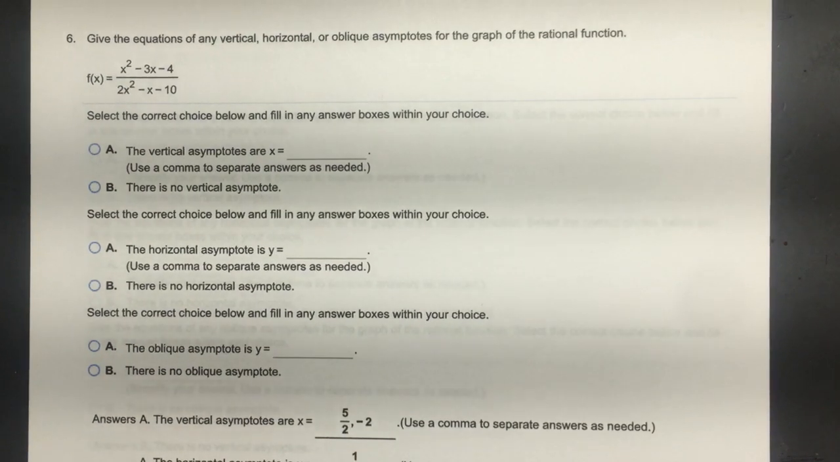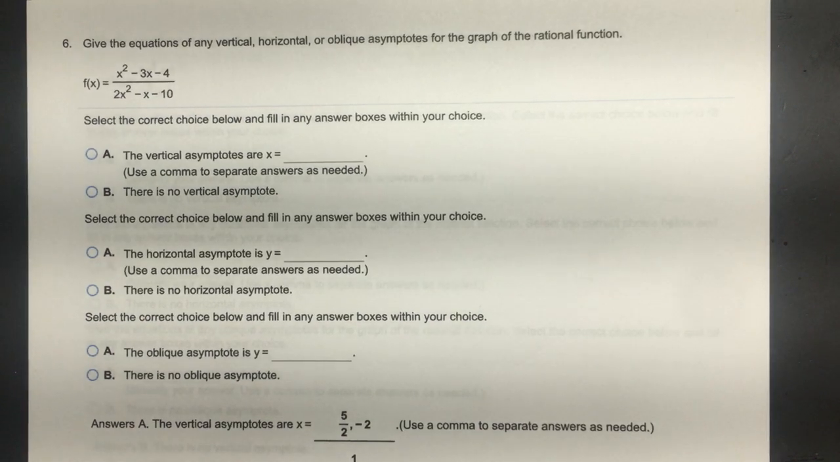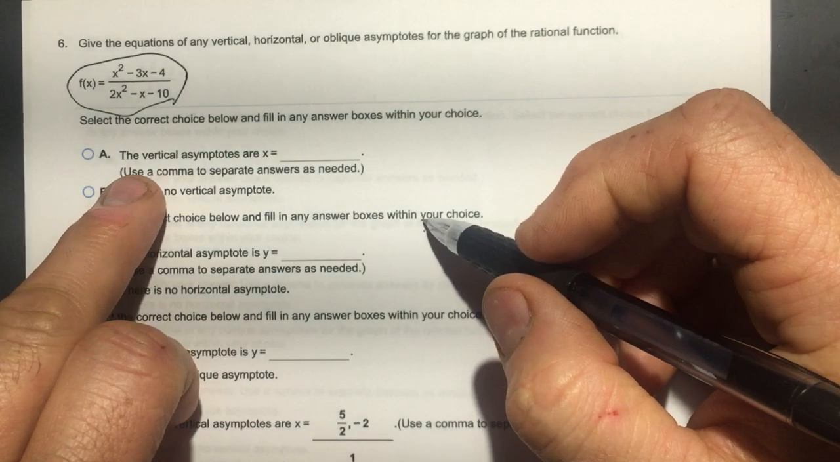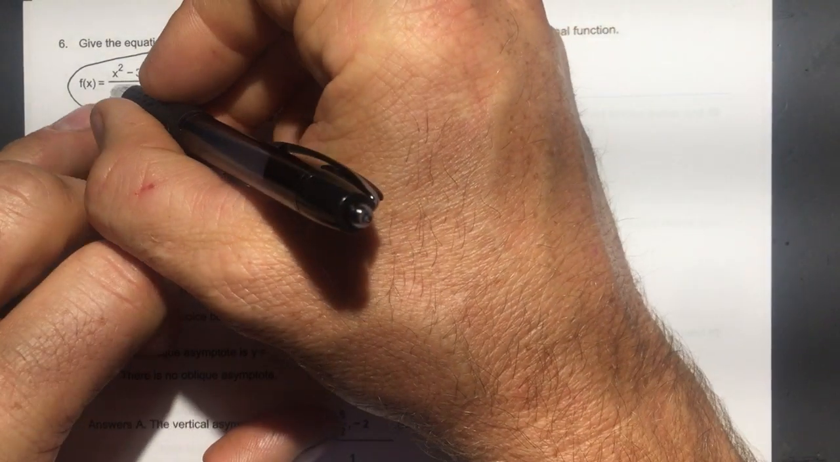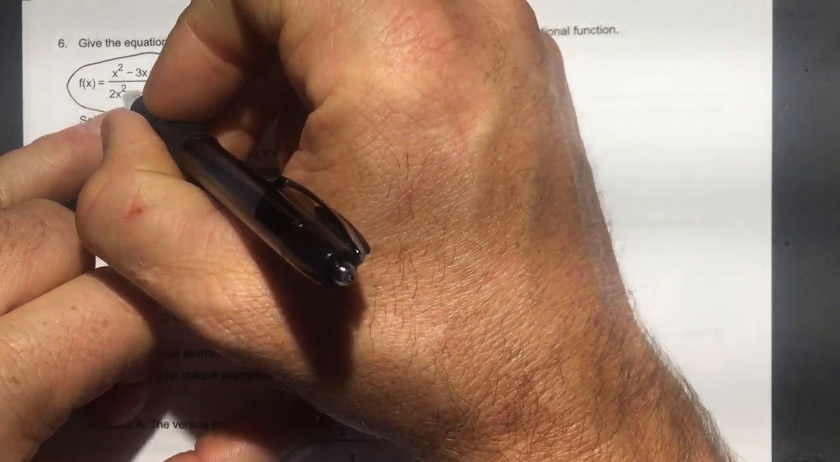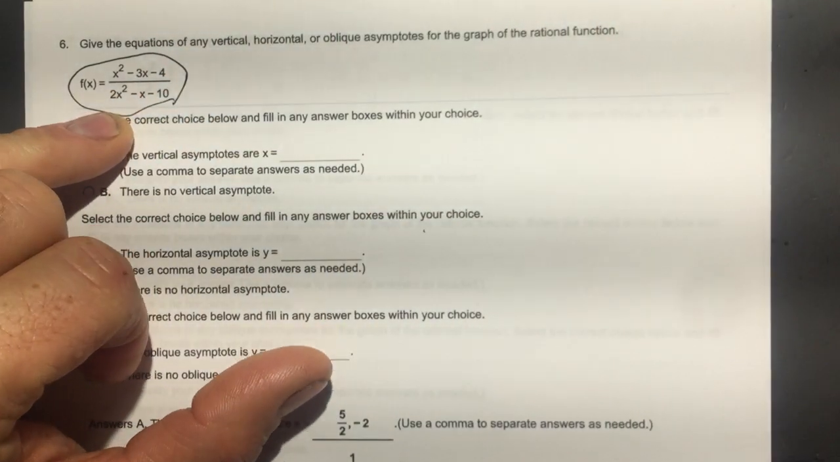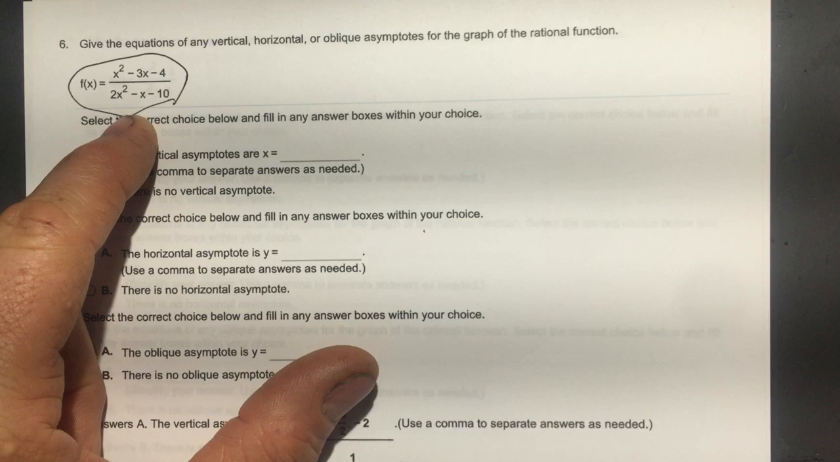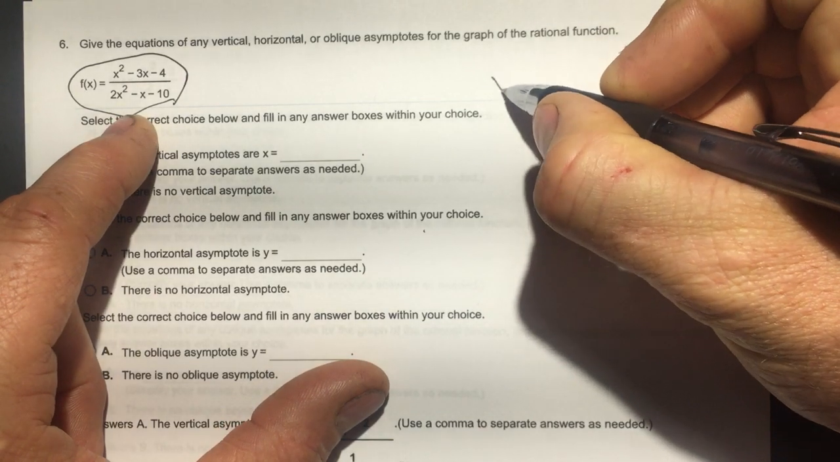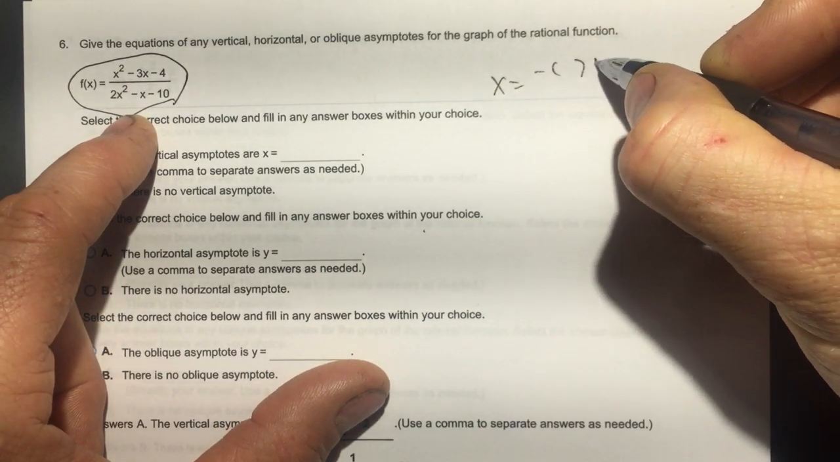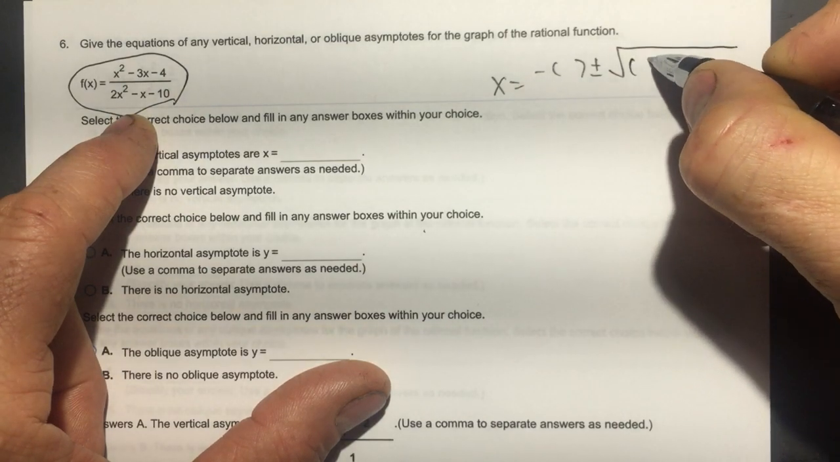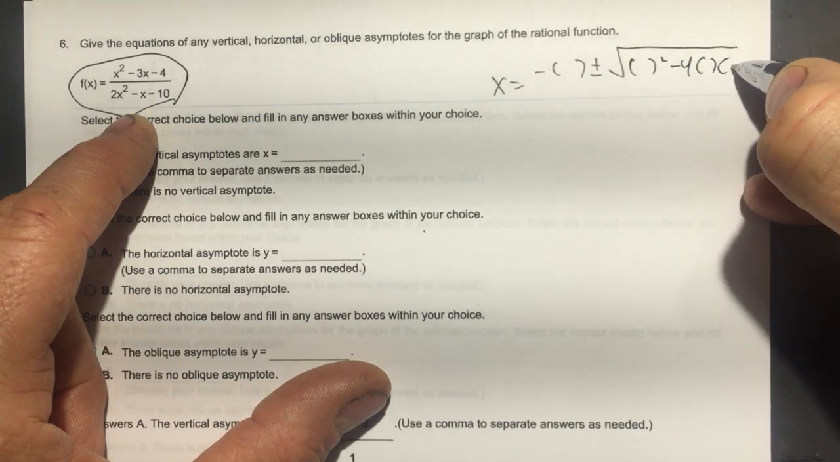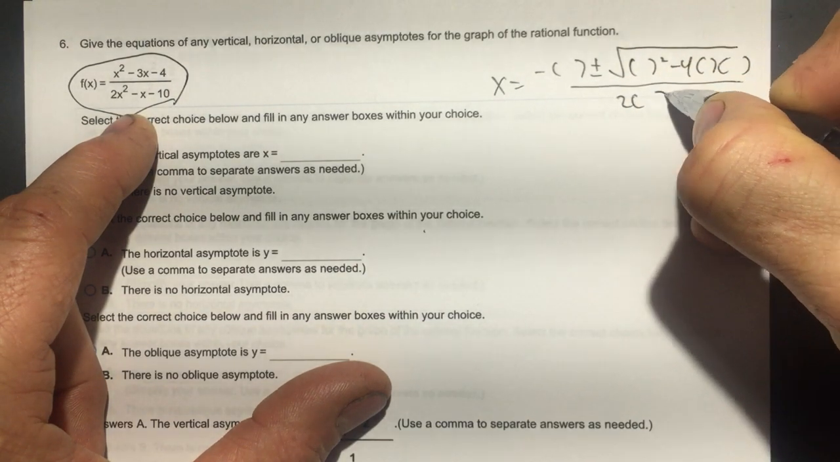Okay, look at 6 here. Here's my rational function. What's my vertical asymptote? Look at the bottom here. This is a quadratic expression, so we need to figure out what our zeros are, so we're going to do the quadratic formula: x equals negative b plus or minus the square root of b squared minus 4ac, all over 2a.